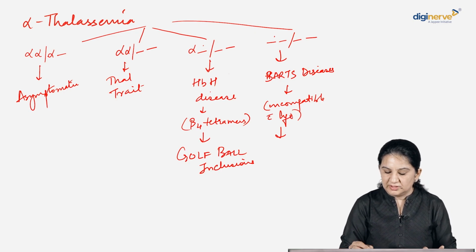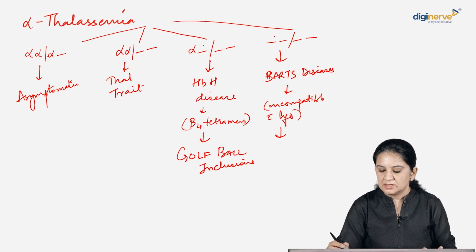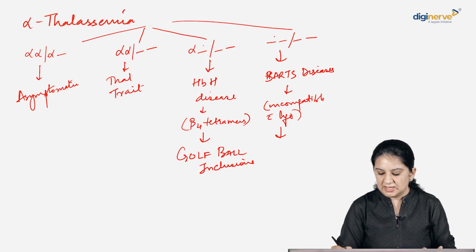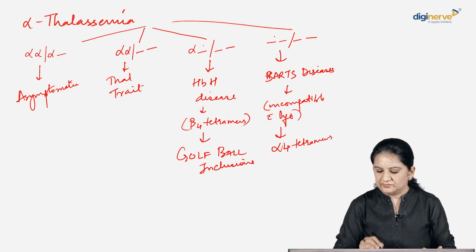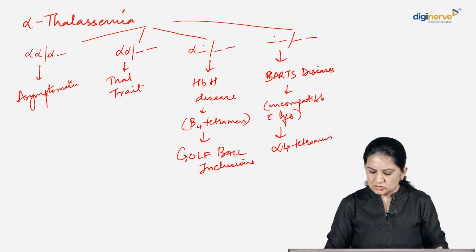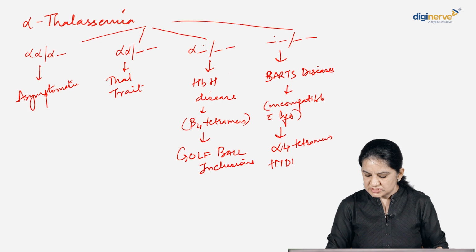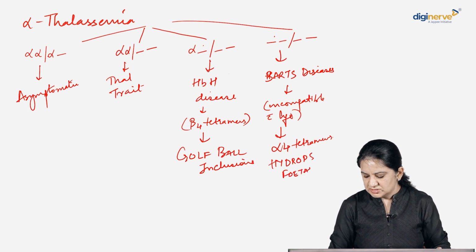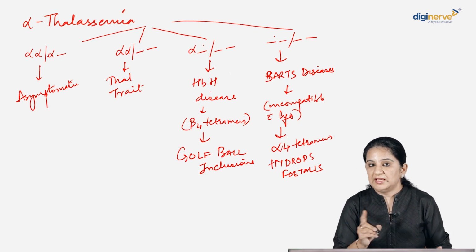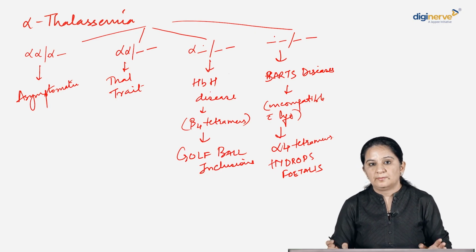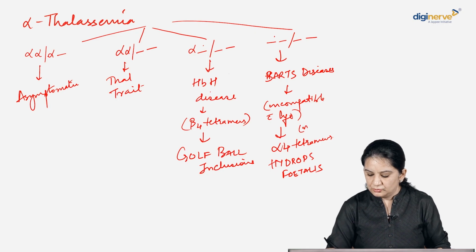Incompatible with life. Here you saw beta 4 tetramers in HbH disease. In Bart's disease, you will see alpha 4 tetramers. This is also known as Hydrops fetalis. Why? Because it is incompatible with life. Please remember this is different from your ABO hemolytic disease. Why? Because this is non-immune in nature.